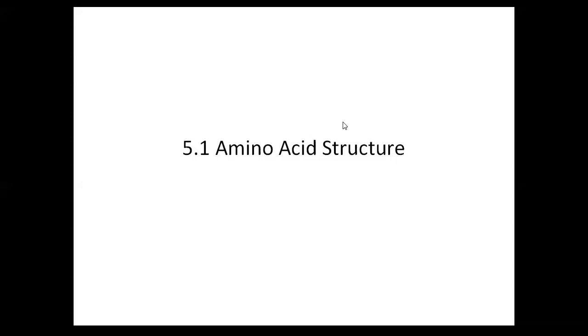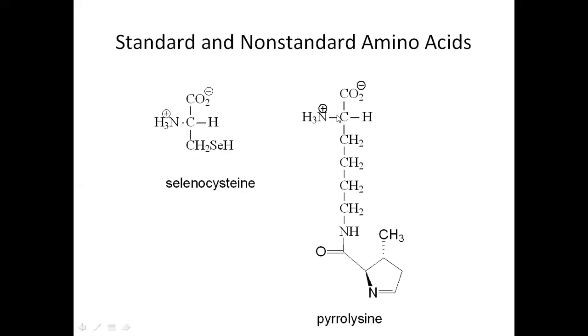This chapter points out that selenocysteine and pyrrolysine are also genetically encoded, but they are not considered to be standard amino acids, and therefore I would not expect you to remember them, although they are not particularly difficult.